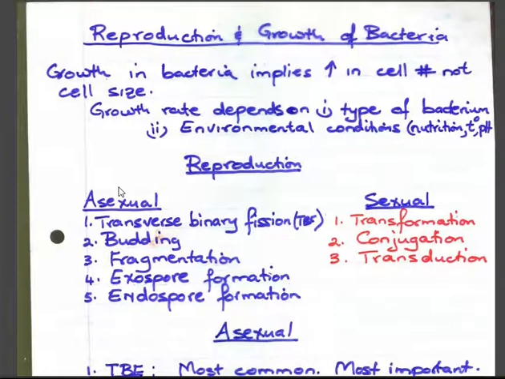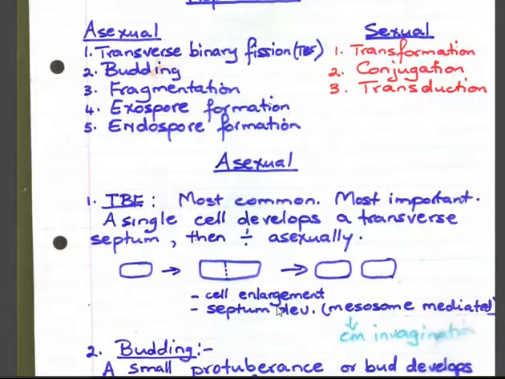Asexual reproduction simply means that we are going to have an increase in the number of bacterial cells without involving another cell. Okay, let's quickly go through these and see how the bacterium accomplishes this. The most common method is transverse binary fission. I've used the abbreviation here so when I ask you what it is, don't just go and write TBF, write transverse binary fission.